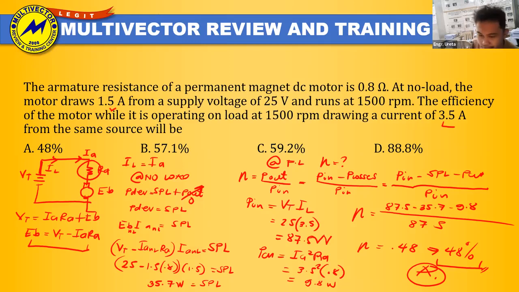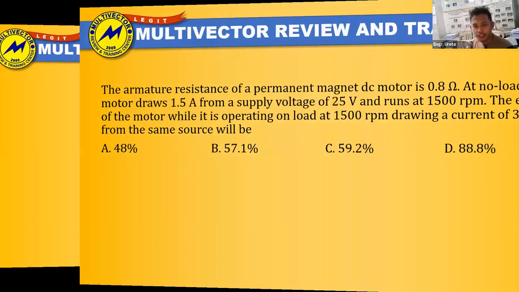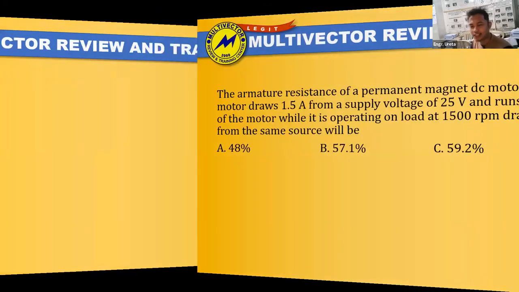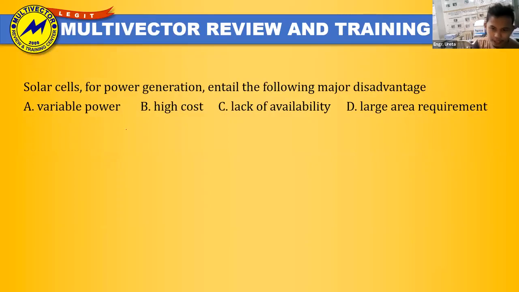Okay, so next, 86. Solar cells for power generation entail the major disadvantage. So tamang sagot, medyo mahal daw. So letter B.